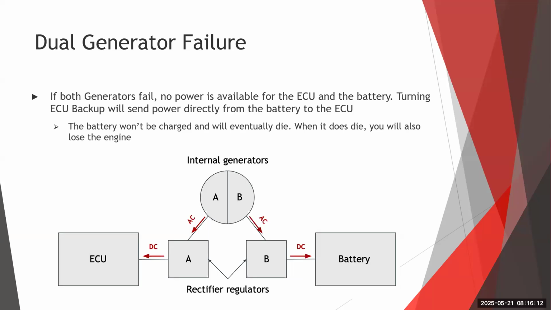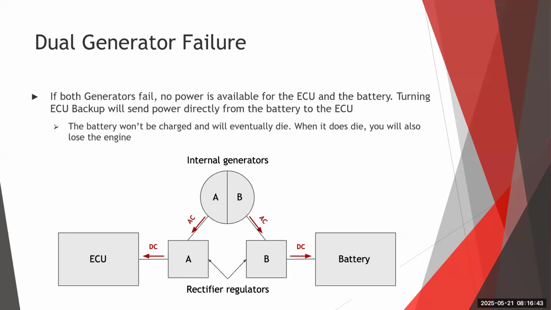So if we lose generator A and generator B, we're not getting power here, we're not getting power here. Our engine will probably shut off because it's not getting any power. But we have this thing called ECU backup. When we turn that on, it's going to connect the circuit, send power from the battery, whatever is remaining, to the ECU to keep the engine running.